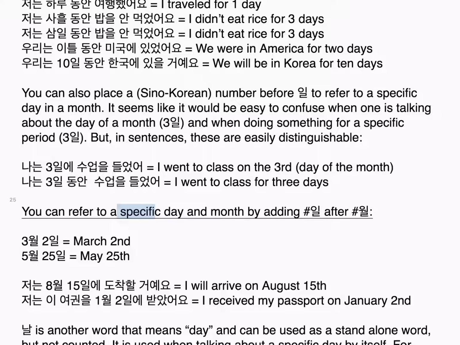You can refer to a specific day and month by adding 일 after 월. 3월 2일, 5월 25일. 저는 8월 15일에 도착할 거예요. I will arrive on August 15th. 저는 이 여권을 1월 2일에 받았어요. I received my passport on January 2nd.